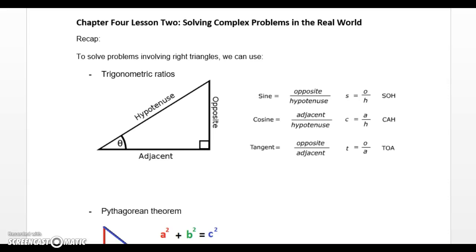In this video, we're going to look at Lesson 2 from Chapter 4, which is looking at solving complex problems in the real world. So just to do a little recap from our last video, in order to solve problems involving right triangles, there's two little methods that we briefly looked at. The first one was the trigonometric ratios, and we had a little jingle called SOH CAH TOA. So really we want to use the trigonometric ratios when we're either given an angle or we need to find an angle.